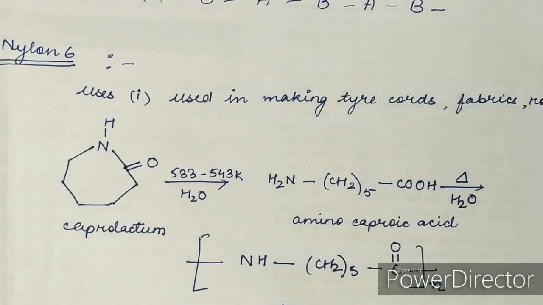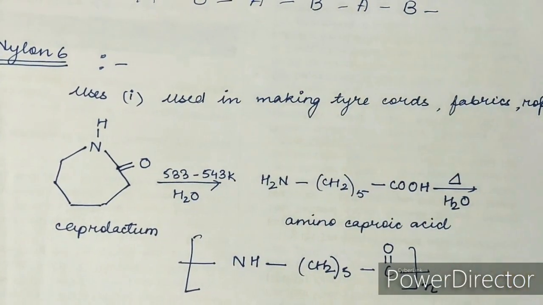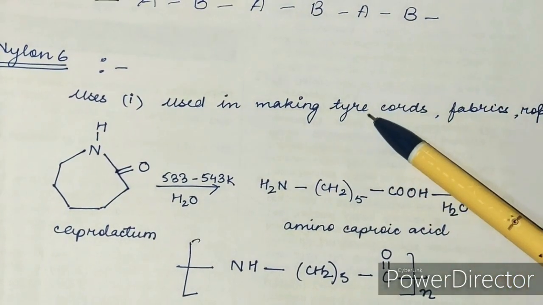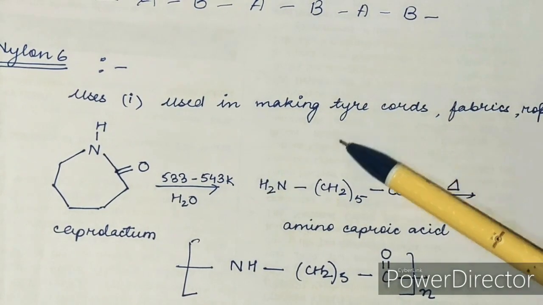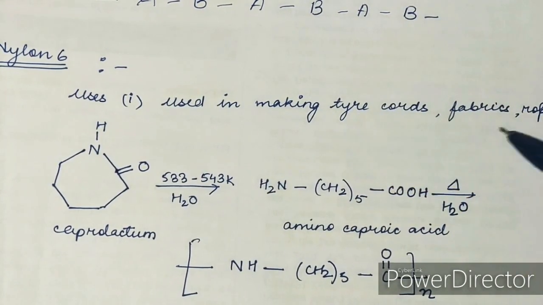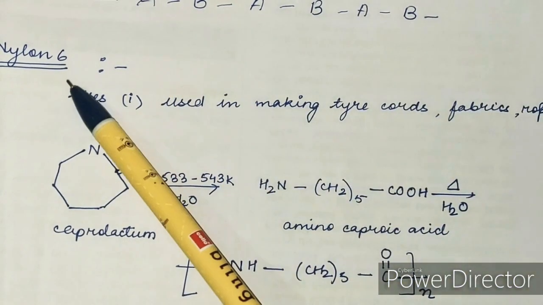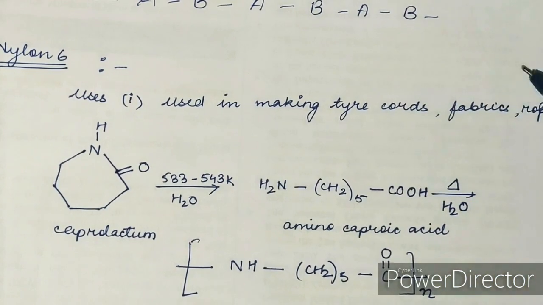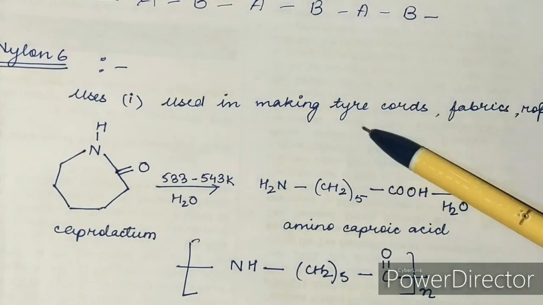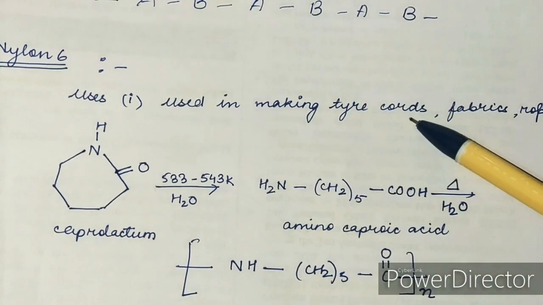So next one is your nylon 6. It is used in making tire cords, fabrics, ropes. So the purpose is actually the same, but it is used in different materials. It is also a type of fiber, so it is used in making fabrics, then ropes, nylon ropes are there, then it is used in making tire cords.